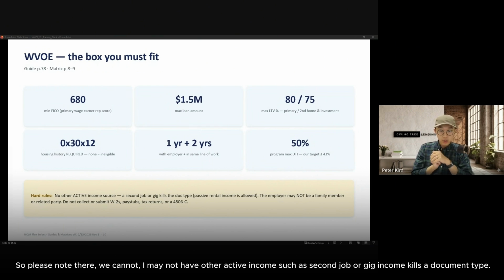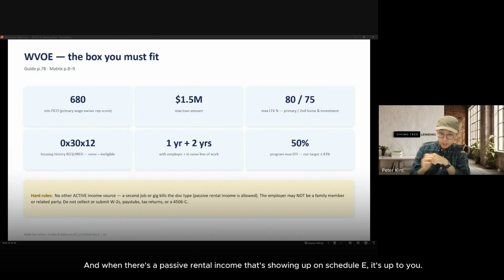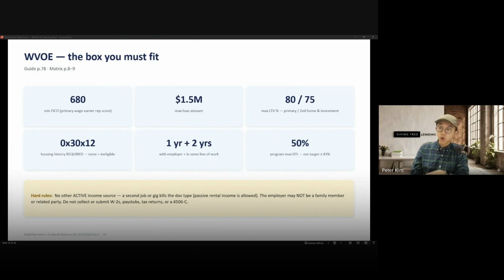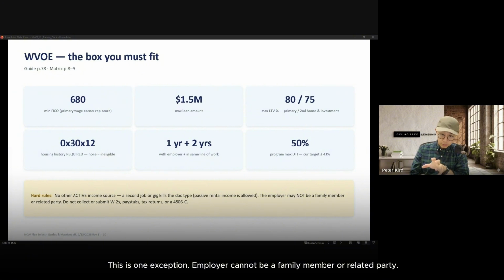So please note, we may not have other active income, such as a second job or gig income, which kills the document type. Even though your client is driving for Uber and Lyft, please do not mention it on the 1003. And when there's passive rental income showing up on Schedule E, it's up to you. When the credit report shows the mortgage information, you have to disclose it up front. This is the one exception. Employer cannot be a family member or related party. Okay? So when these three rules are applied, then we can say we have a clean file.